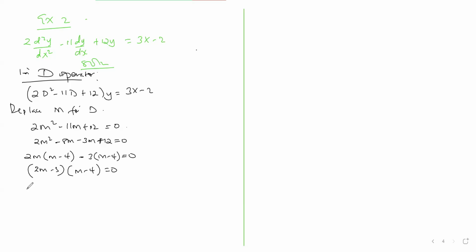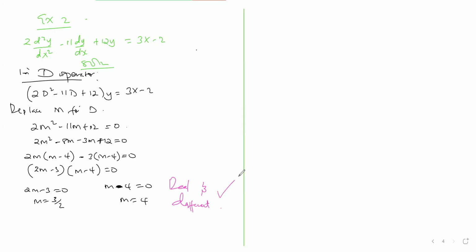So it is either 2m minus 3 equals 0, so m will be given by 3 over 2, or m minus 4 equals 0, so m equals 4. The roots are what? Real and different. I hope we are together. Yes, they are real and different.